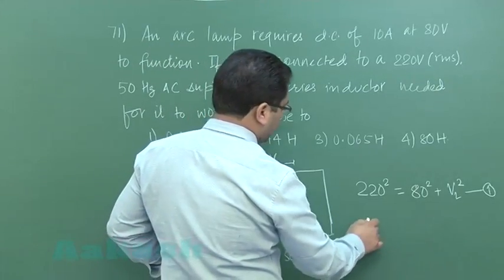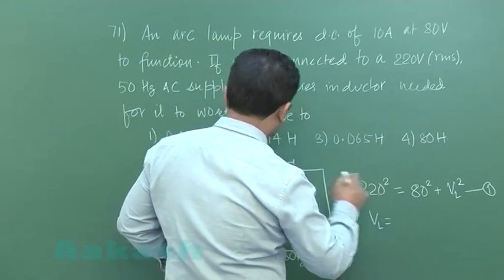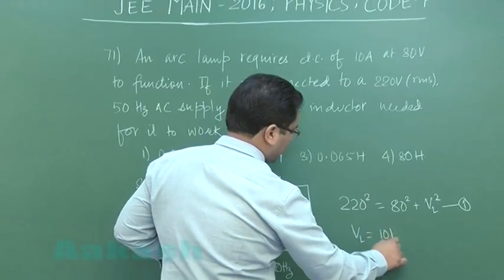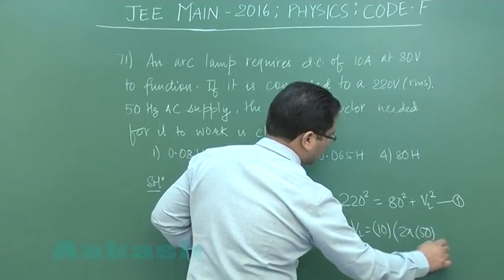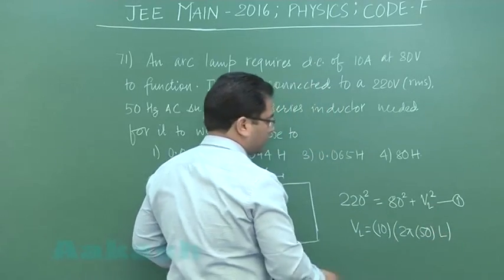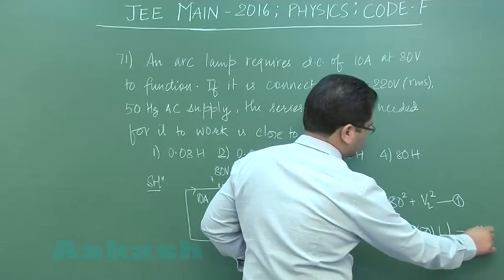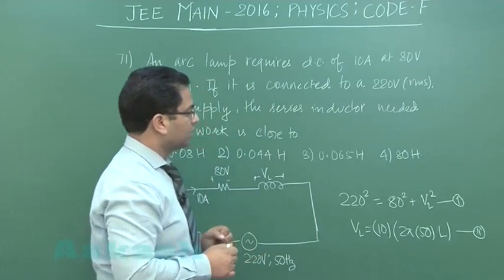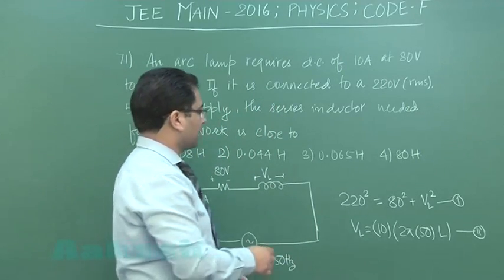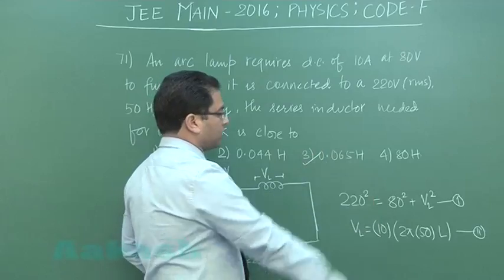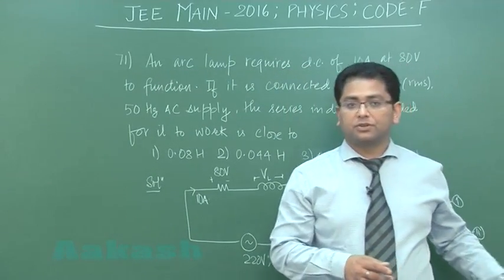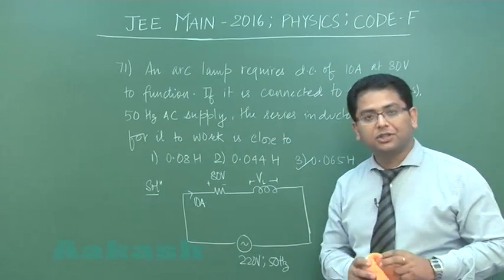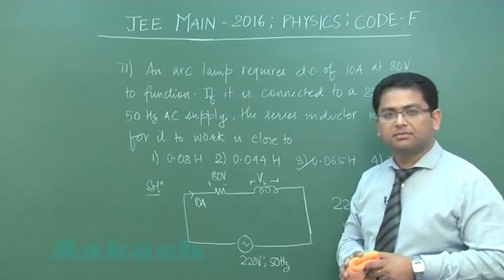And what is VL? VL would be I, which is 10, times XL, that's 2 pi F, where F is the frequency, into L. Now here are these two equations. A small amount of calculation is of course required. On doing so, you would get the value of inductance to be 0.065 Henry, which gives third option. So with that, we've completed question number 71 as well. Let's move to question number 72.